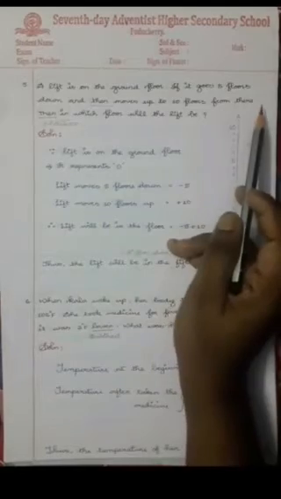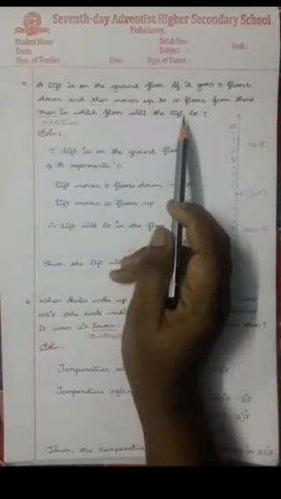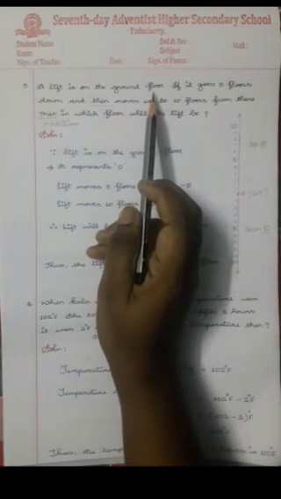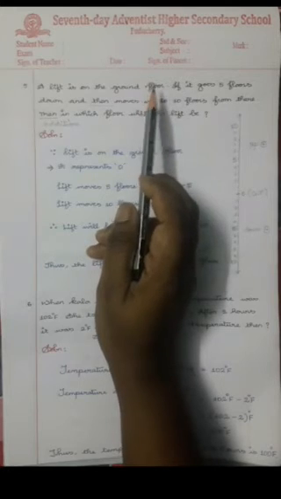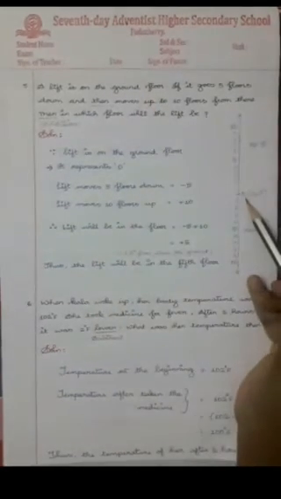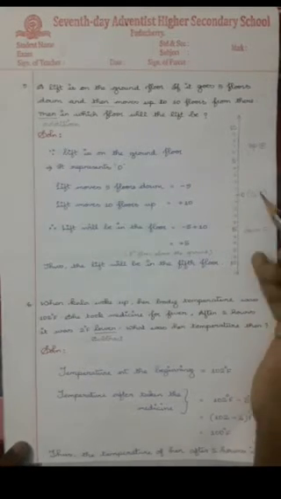Clear? Fifth question. A lift is on the ground floor. If it goes 5 floors down and then moves up 10 floors from there, on which floor will the lift be? It means that the lift is on the ground floor. The ground floor is always indicated as 0. Initially, the lift is on the ground floor, which represents 0. From 0, it goes 5 floors down. Down is nothing but negative in integers. So it moves 5 floors down.